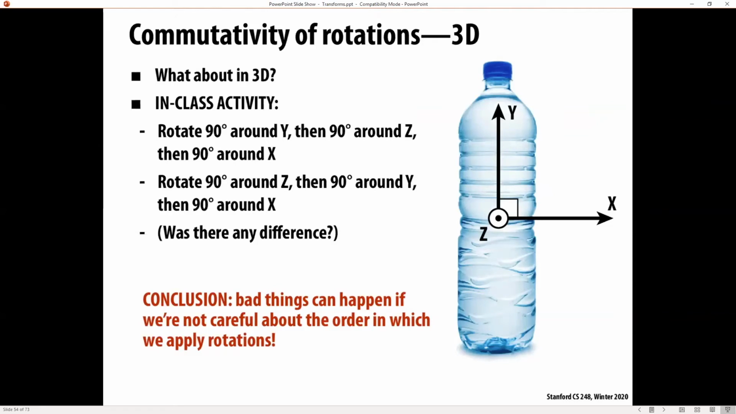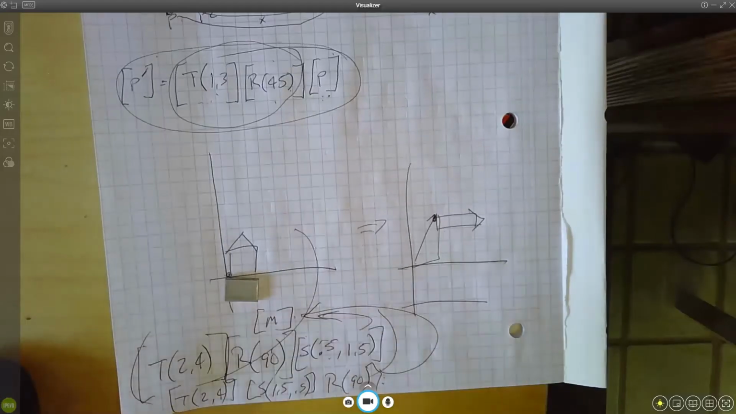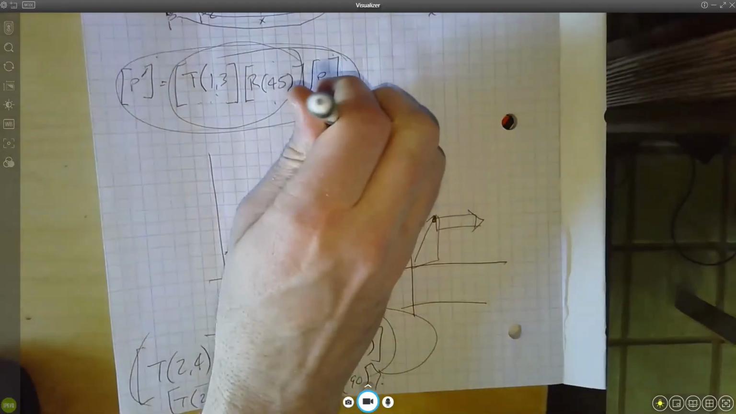I don't know how to make you guys do this operation. I'm going to switch back to the camera and I'm going to try to show it. The order that we do these things makes a difference.